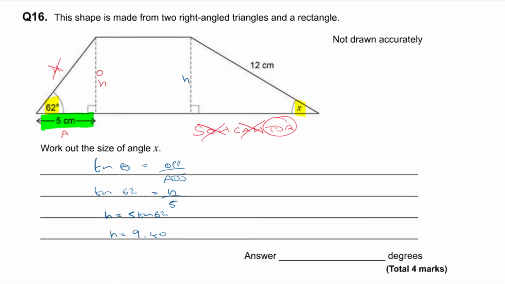And so now I've got, what have I got in this triangle? I know the hypotenuse here. I know the opposite. I don't know the adjacent. I'm not actually that bothered about the adjacent. What am I trying to find here? I'm trying to find the angle.